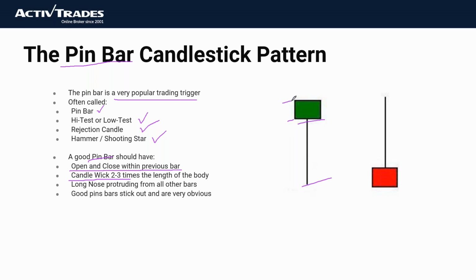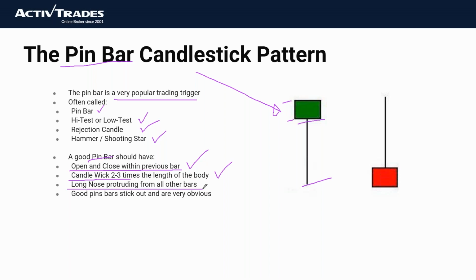Now, I will show you later on one or two caveats to that, or one or two examples where I'm happy to allow a little bit of difference. But when you're starting out on your trading journey, if you can just effectively work out that the open and close is within the range of the previous bar, and the wick is 2 to 3 times the length of the body, that's a good starting point in terms of being able to recognize and identify pin bars.